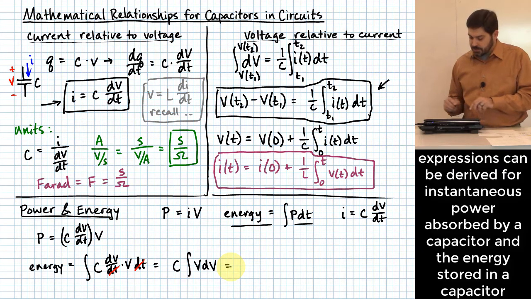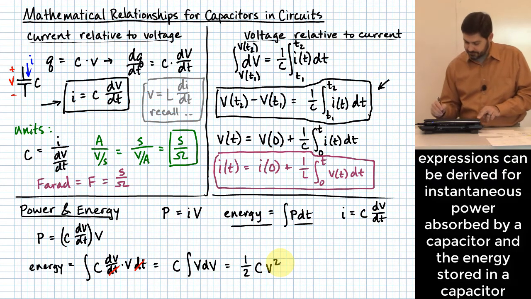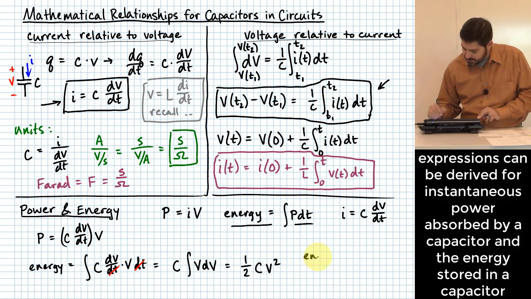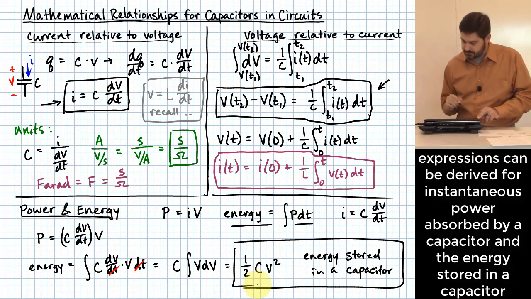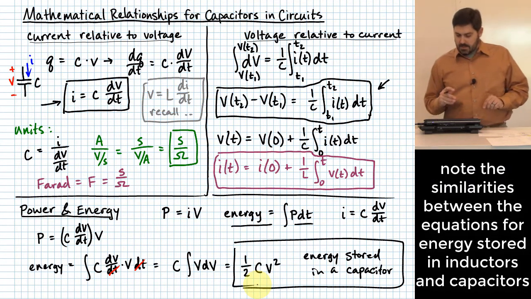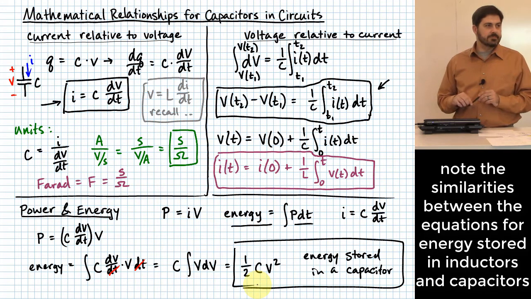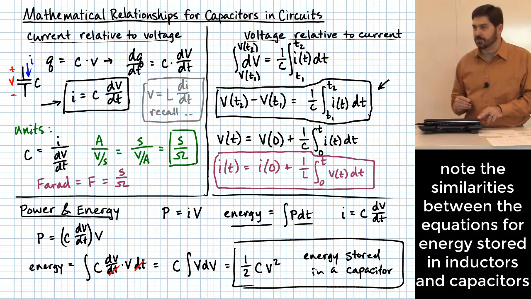So what we put this together as typically is 1/2 C V squared. And this is the energy stored in a capacitor. All right? Does that look familiar at all? It does not look familiar?